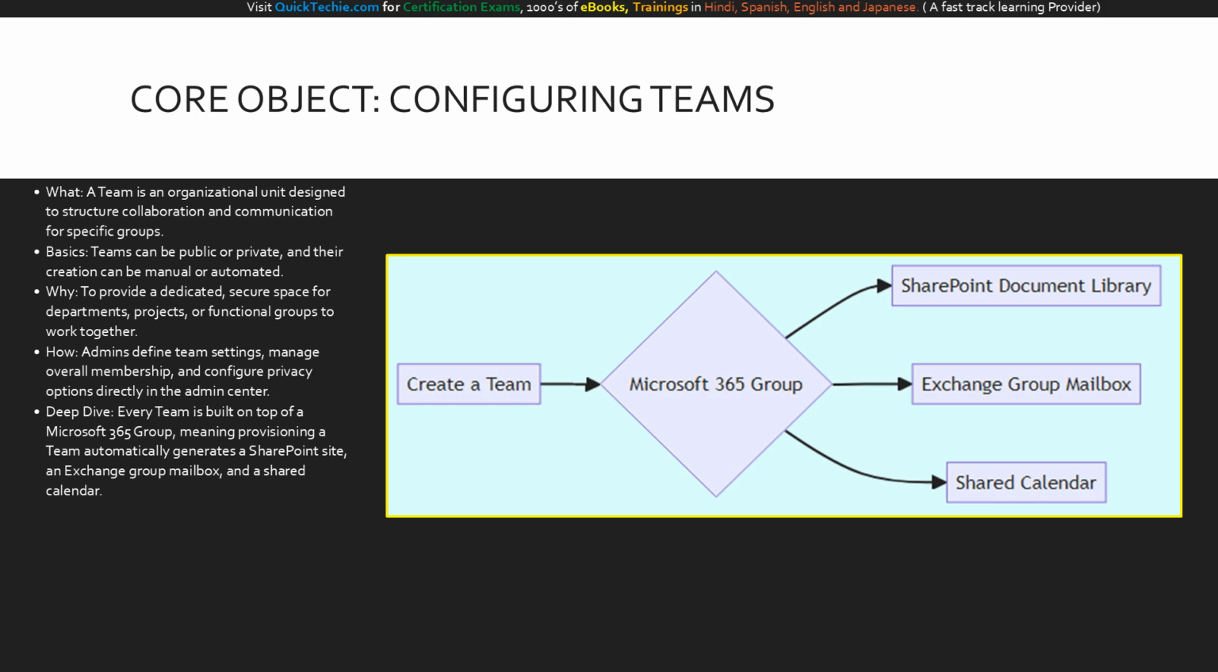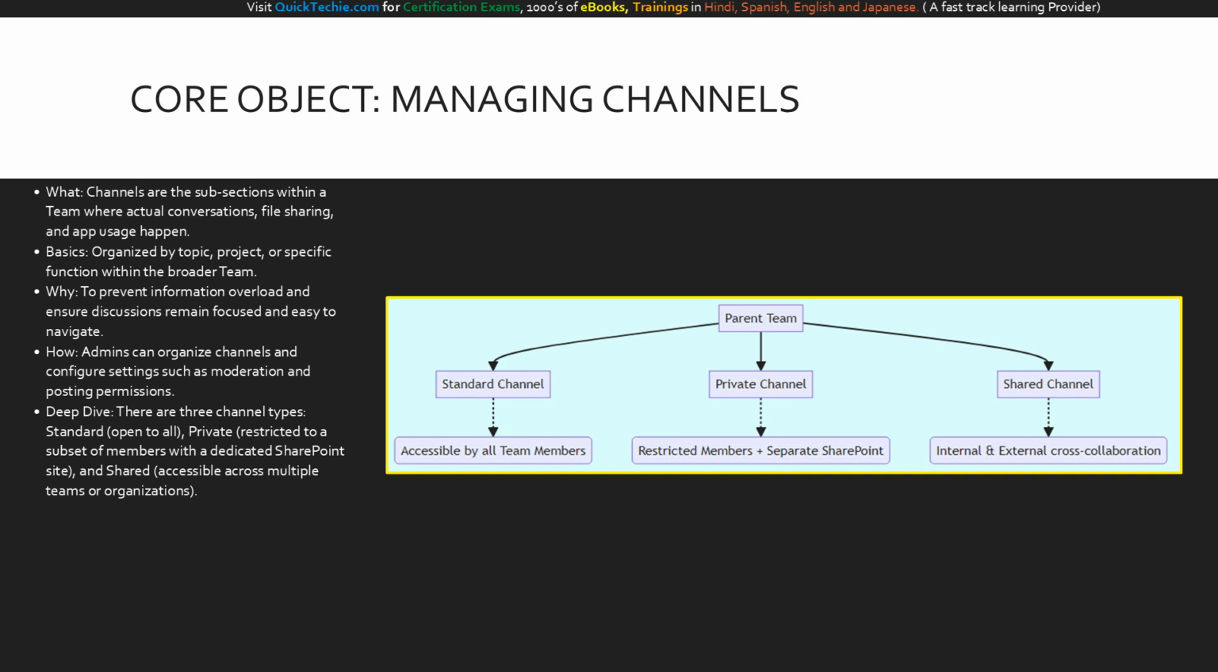This flowchart illustrates the backend architecture I just mentioned. On the left, an administrator initiates the creation of a new team. Notice how the arrow points directly to a central node labeled Microsoft 365 Group. This is the identity and access engine for the team. From that central group, three distinct resources are automatically provisioned: the SharePoint document library for file storage, the Exchange group mailbox for email communications, and the shared calendar for scheduling. When you manage a team object in the Admin Center, you're actually governing access to this entire interconnected suite of Microsoft 365 resources.